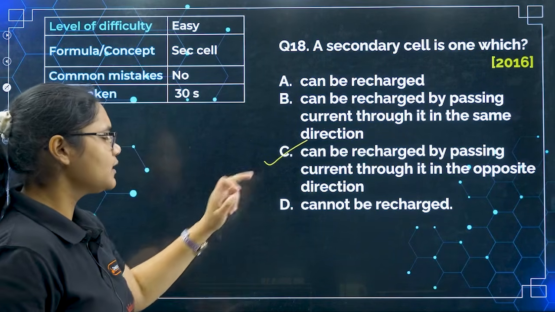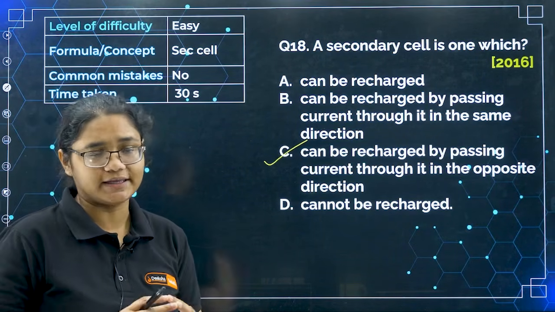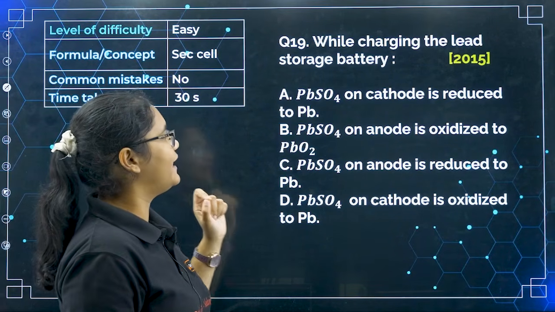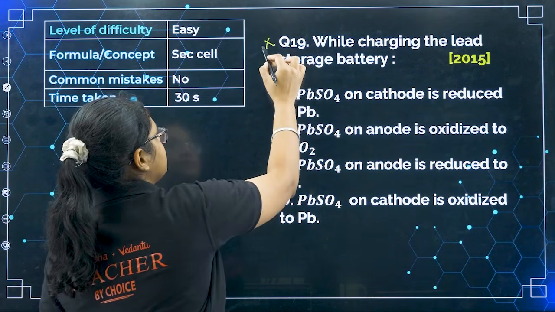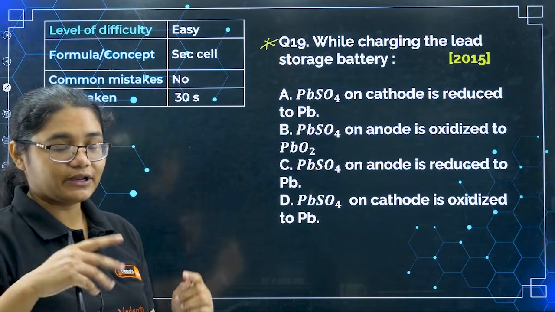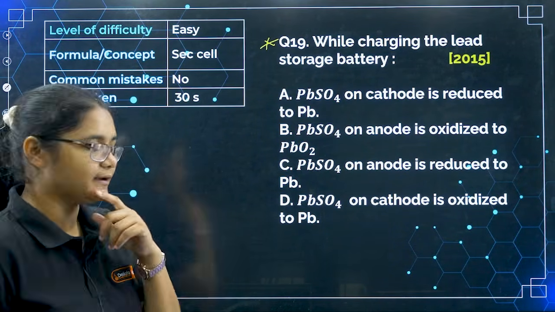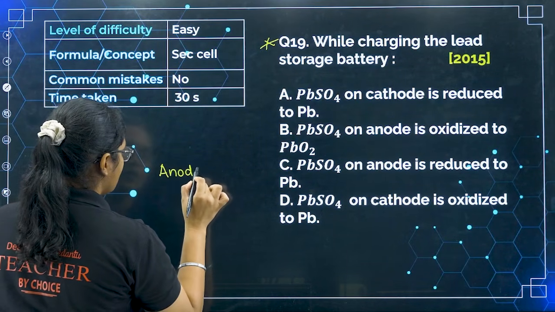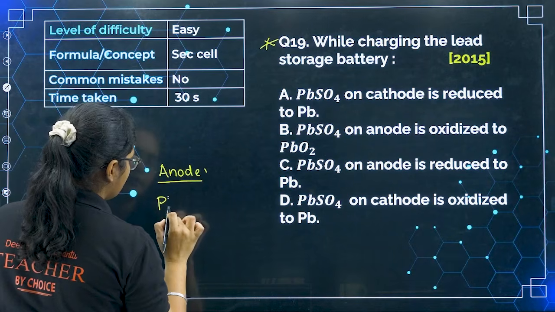Sorry, yeah. So it is option number C here. Next we'll have 19th question, while charging the lead storage battery. This is an important question. So now see, while charging, that is the reverse process. Lead battery is a rechargeable battery. In lead battery, what happened at anode? At anode, what happened?